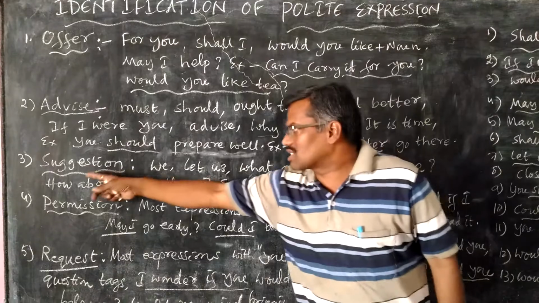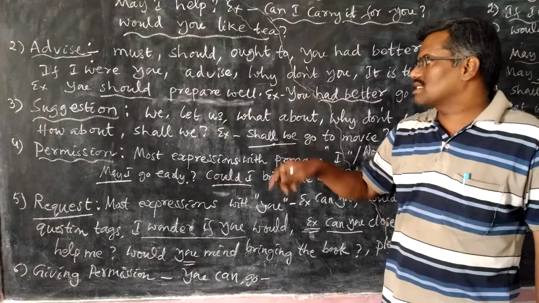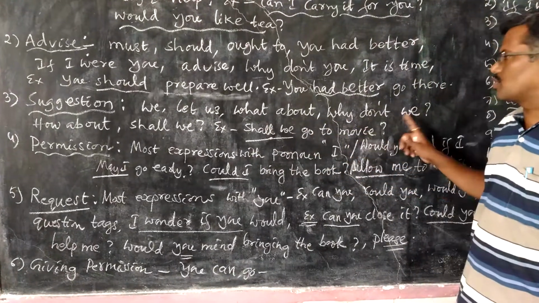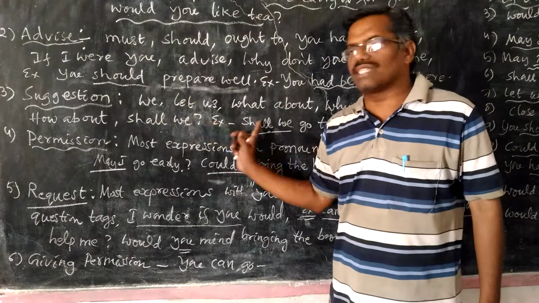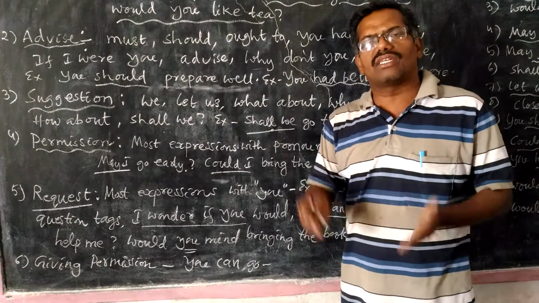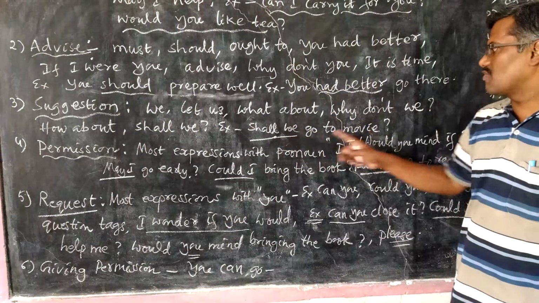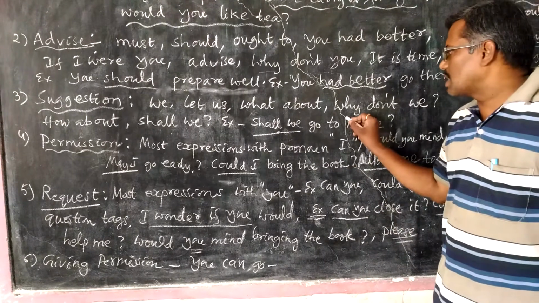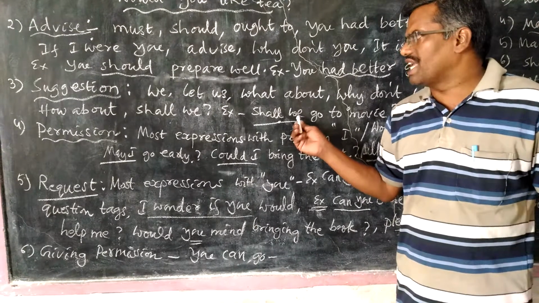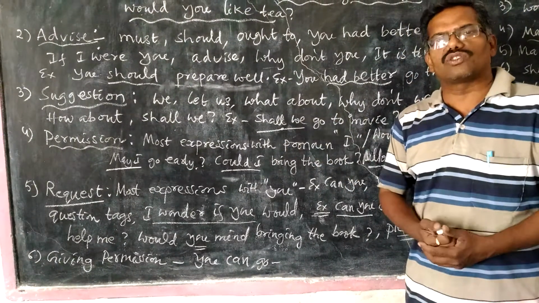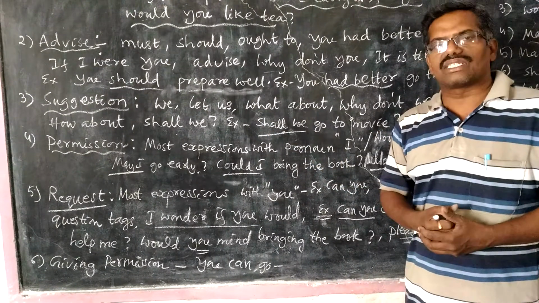Like that, for suggestion, we have some words. They are let us, what about, why don't we, how about, shall we. If we have these expressions, then we can easily know that those expressions are called suggestions. Example, shall we go to a movie? Shall we is there. Whenever we have we or shall we, then we can easily know that the expression concerned is a suggestion.